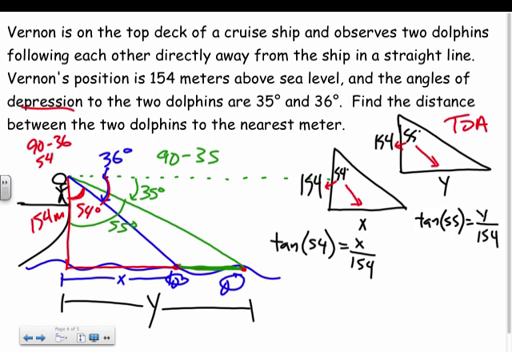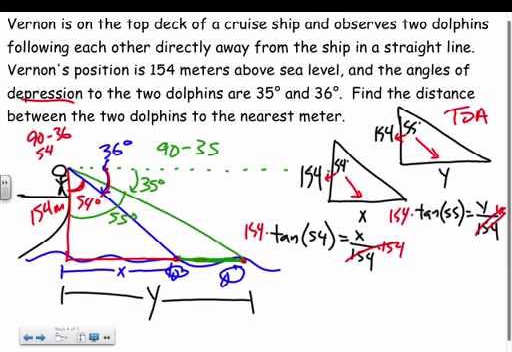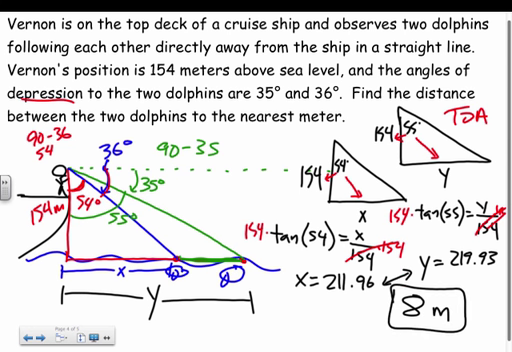So really we're multiplying by 154 for both these. Times 154, same thing over here, multiply by 154, that cancels. Okay, so I'm taking 154 times the tangent of 54. So x, I get about 211.96. And for y, 154 times the tangent of 55 instead, and we get 219.93. And if I subtract those two, I end up with about 7.9, so about 8 meters.